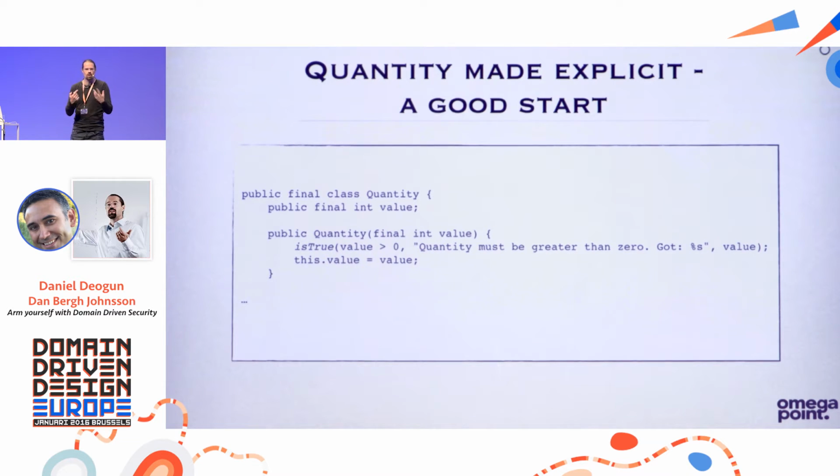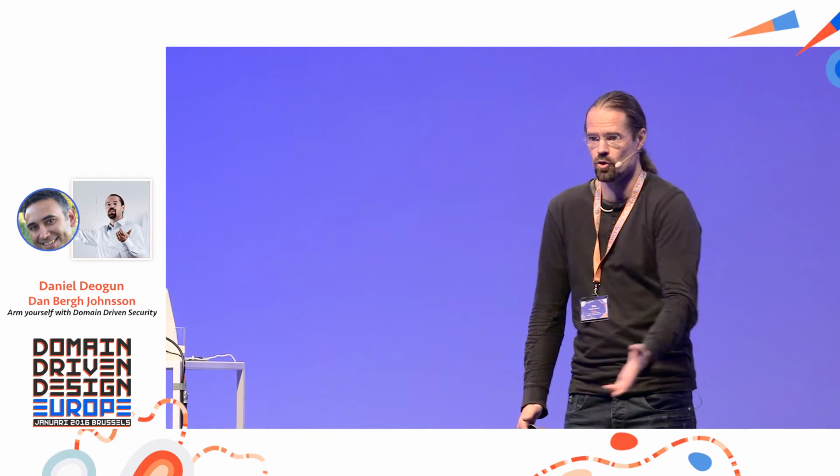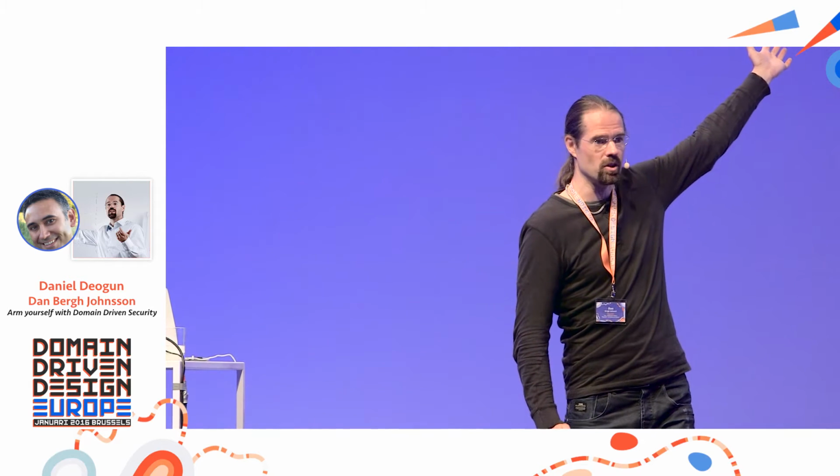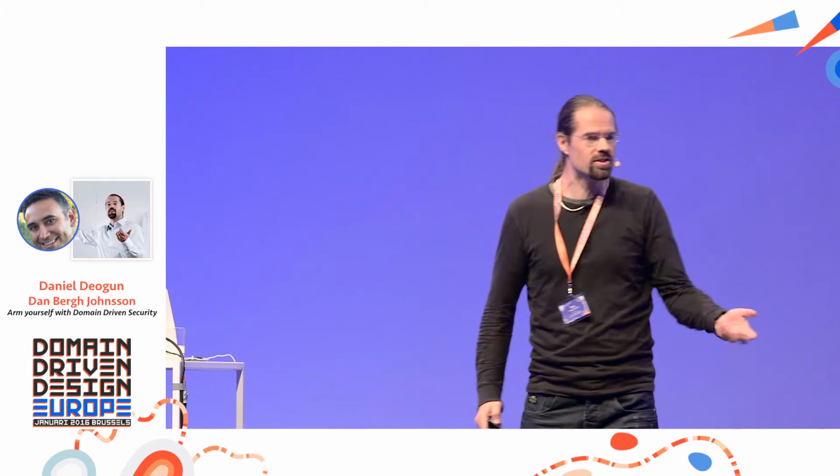So if you have started a conversation with the domain experts on the lower bound, well, what's the natural next question? Upper bound. What's the upper bound? Is it sensible to order 1 million books? Should our domain value object allow 1 million books? That's not sensible. Is it 100 or 10?